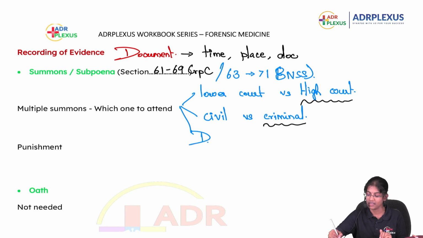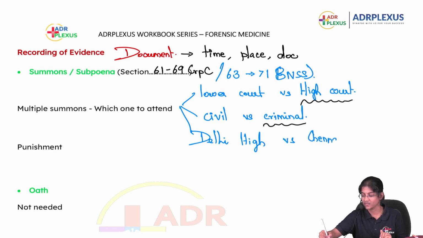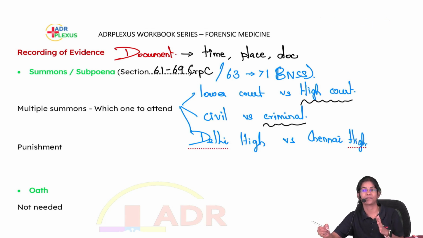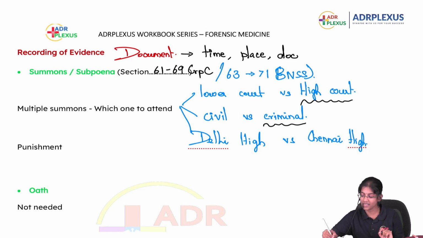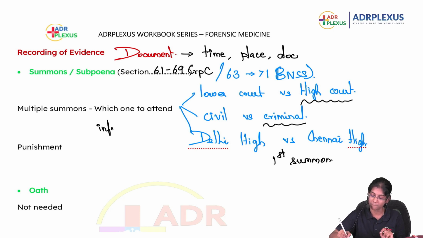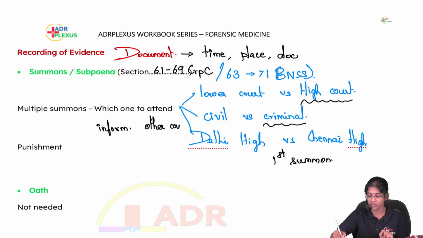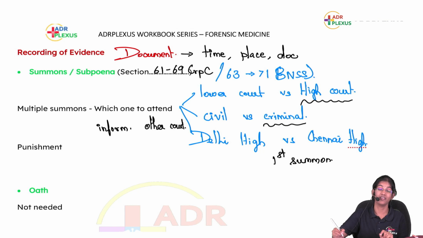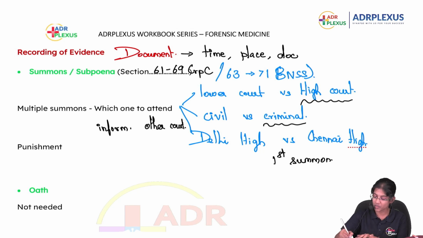You have two courts of the same cadre. Let's say you have Delhi High Court and Chennai High Court. Both of them are calling you on the same date, same time. Both are criminal cases. What will you do? Go to the one that gave you the first summon. And always, whatever is the case, inform the other court that you are not able to come because of so and so reason.